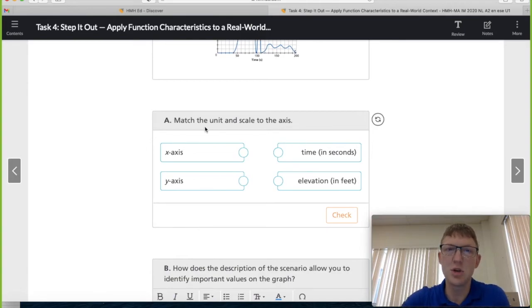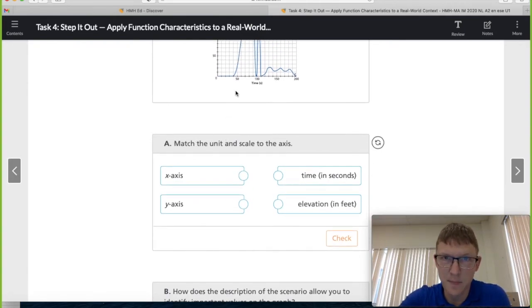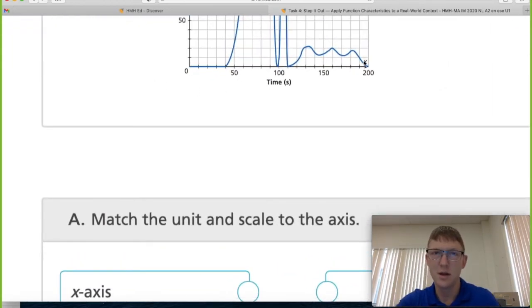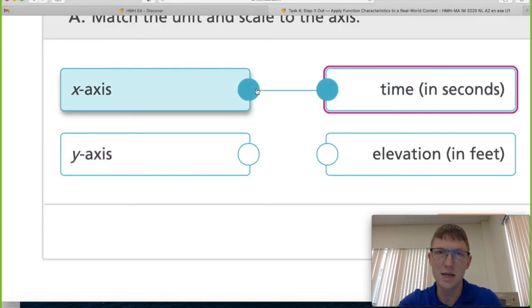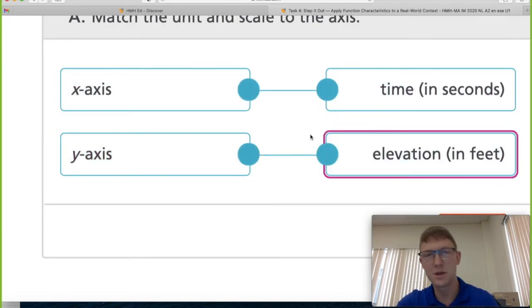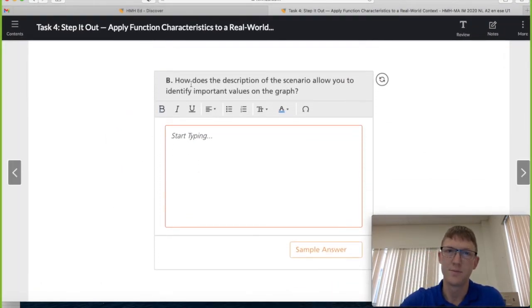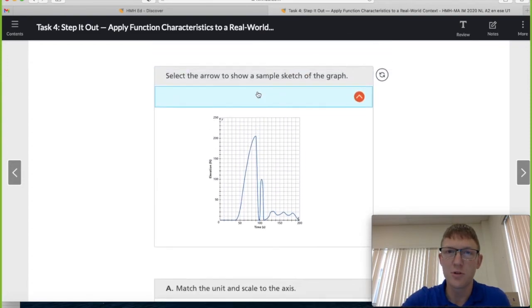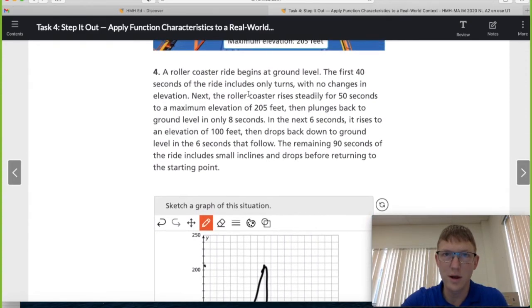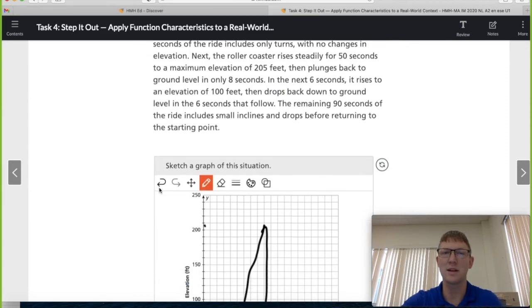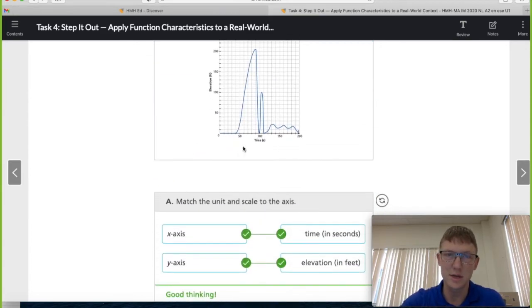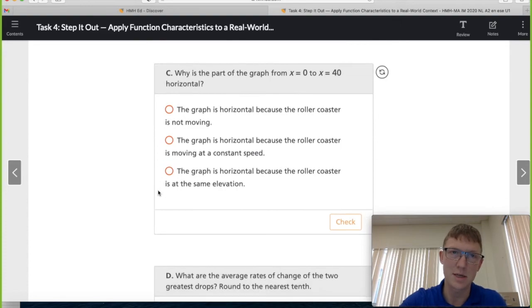So let's match the unit and scale to the axis. The x-axis is this one right here. What is that going to be? Time in seconds, which leaves elevation in feet for the y-axis. How does the description of the scenario allow you to identify important values on the graph? The scenario gives us a lot of the maximums and minimums, so that's one of the ways I was using to make the graph. I'm not going to type that out because I think your time is better spent elsewhere.